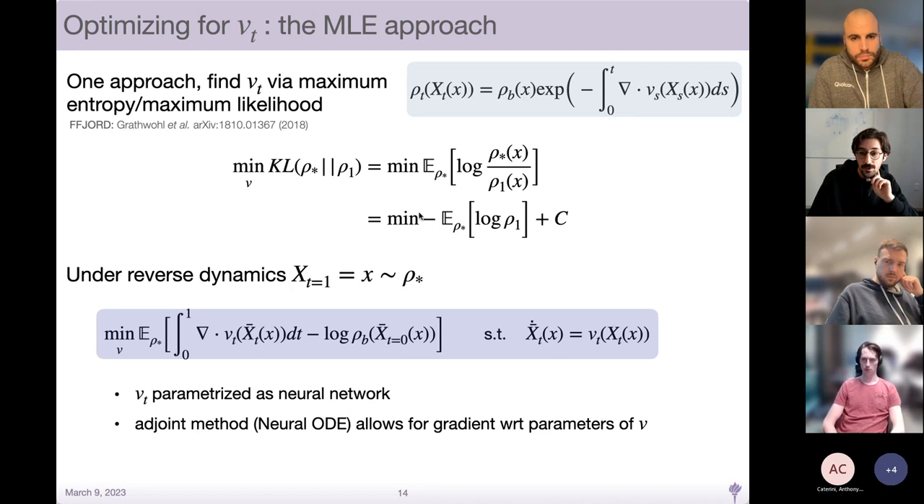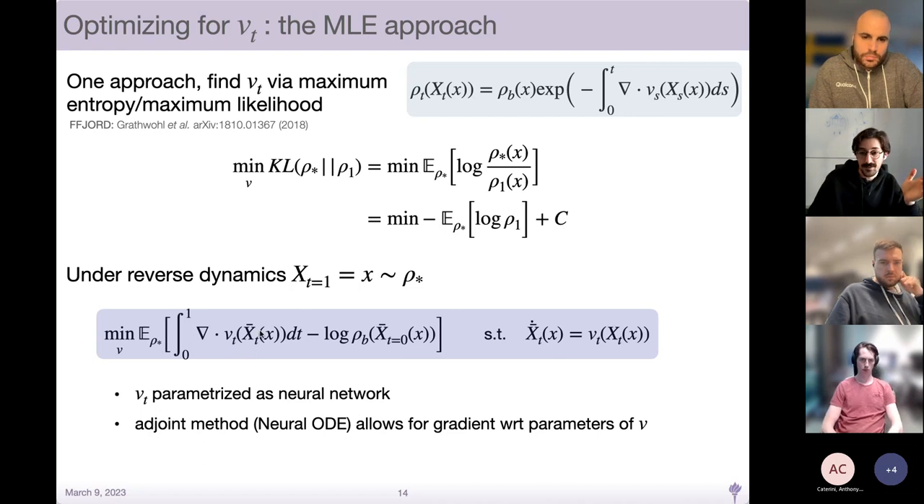And we know what the maximum likelihood problem looks like. It's just minimizing the KL divergence between the target density, which I know through samples, and my model density, rho 1, which becomes minimizing the negative log likelihood of my model. If we looked at the reverse dynamics, this minimization problem amounts to minimizing the following quantity, which is basically the change of variables formula for rho 1. And if Vt is a neural network, then we can use the adjoint method from neural ODEs to get the gradient of this with respect to the parameters of the velocity field.